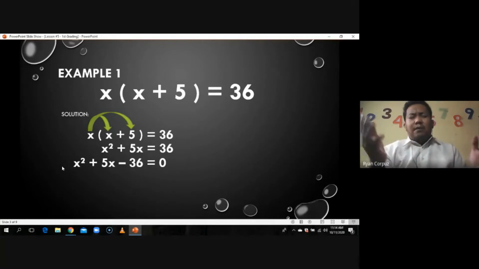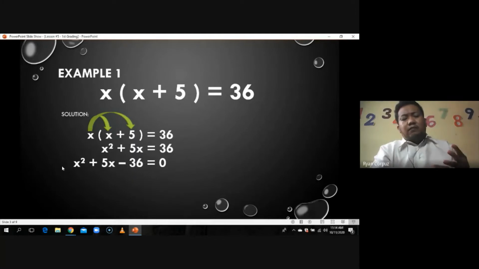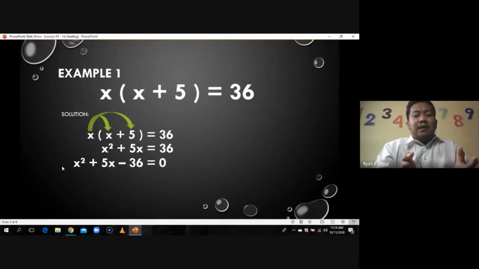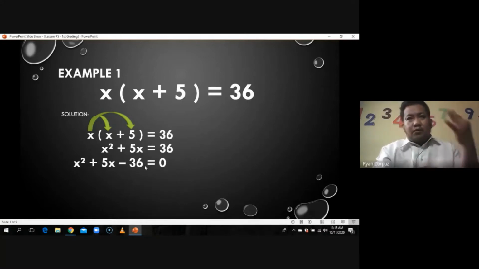Then we are going to think of the method out of the four methods that we have discussed which we think best applies to solve the given quadratic equation. If I'm going to ask, the best method that I will be using to solve that quadratic equation is factoring. That means I'm going to find factors of 36 here that when added the sum is 5. So what are the factors of 36? 9 times 4, 12 times 3, and 18 times 2.